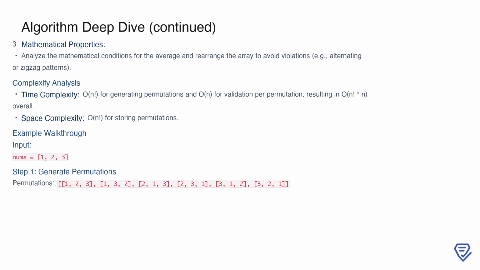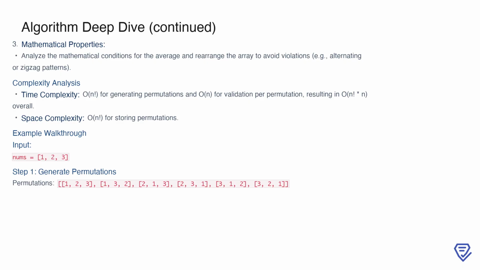The time complexity is dominated by the generation of permutations, which is O(n!), and the validation step, which is O(n), for each permutation. This results in an overall time complexity of O(n! * n). The space complexity is O(n!) as well, due to the storage of all permutations.